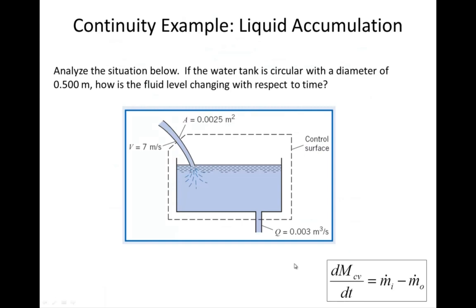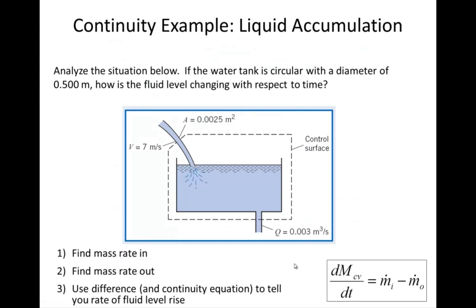Alright, so we just solved this continuity example with the liquid accumulation. What we did was find the mass flow rate in, the mass flow rate out, and then used the difference between the two in order to calculate the rate of the fluid level rise.